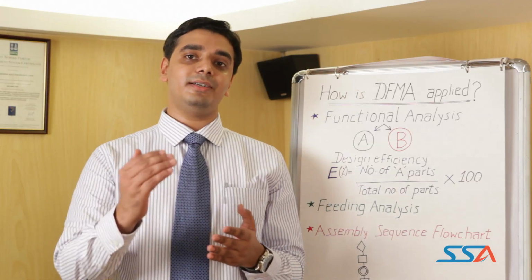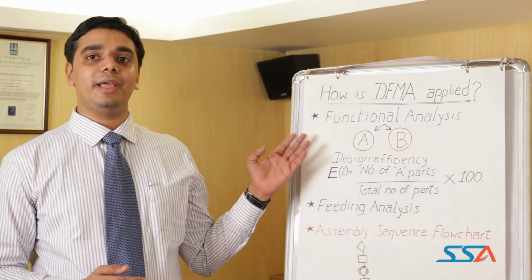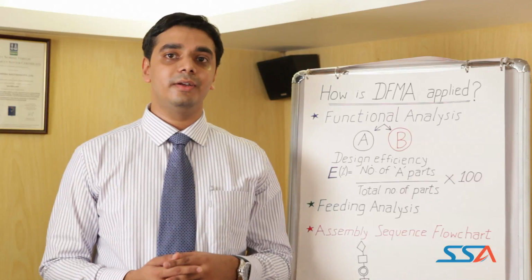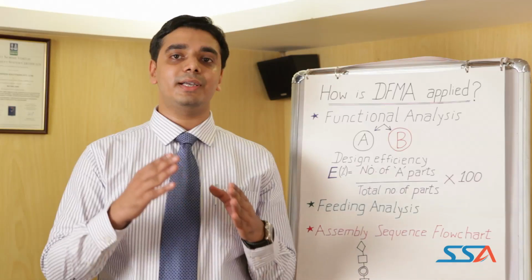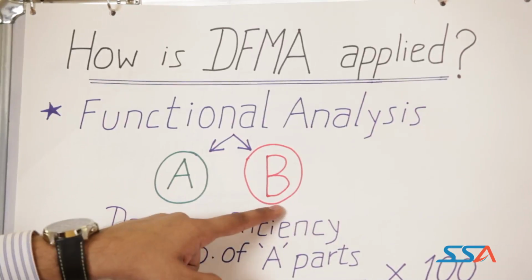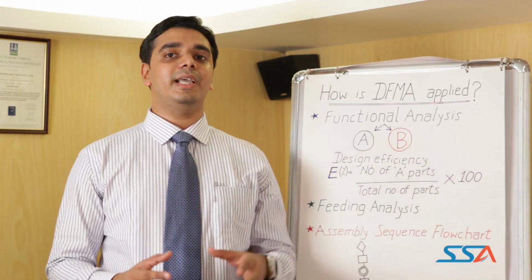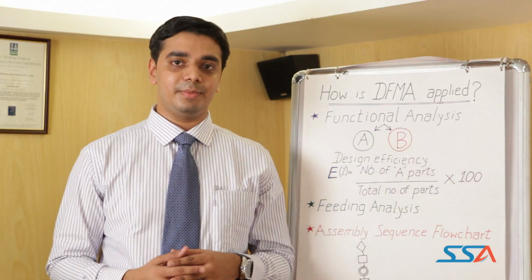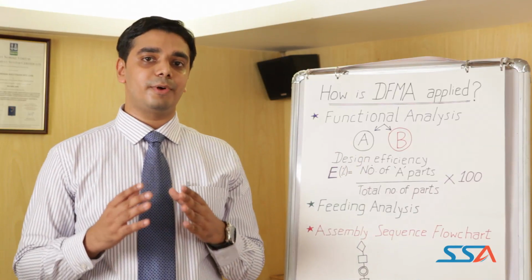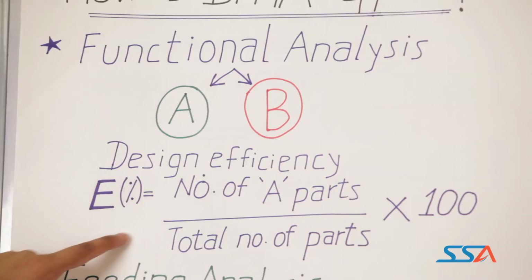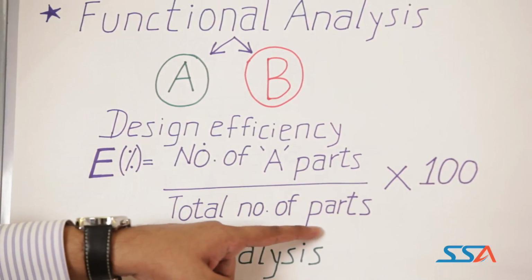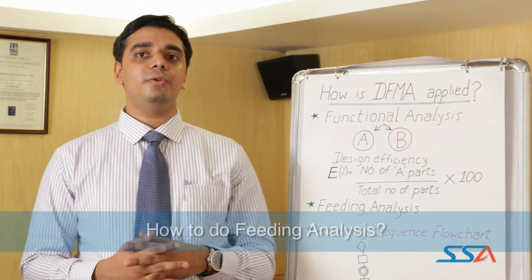DFMA is applied in a structured approach. The first step is to carry out a functional analysis of the product. How to carry out a functional analysis? First, classify them into primary or secondary component. Primary component A, secondary component B. B components are the ones which can be eliminated or combined with its mating part, and A components are the ones which are primarily needed for the product assembly. Further, we will drill down into the design efficiency, which is nothing but A components divided by the number of parts into 100. Now, how to do feeding analysis?